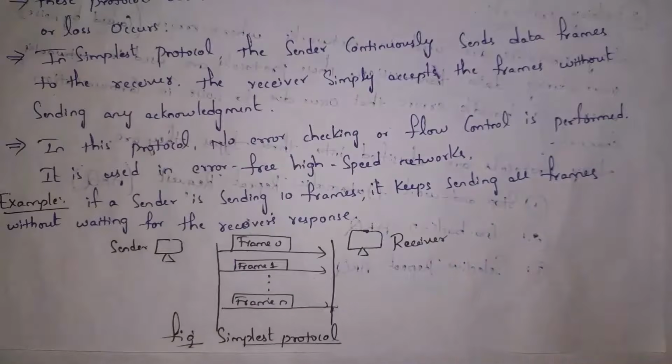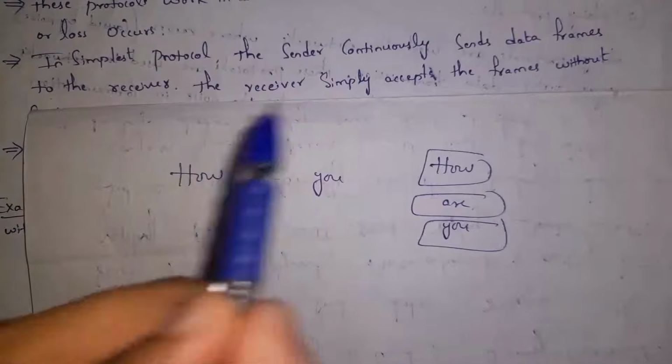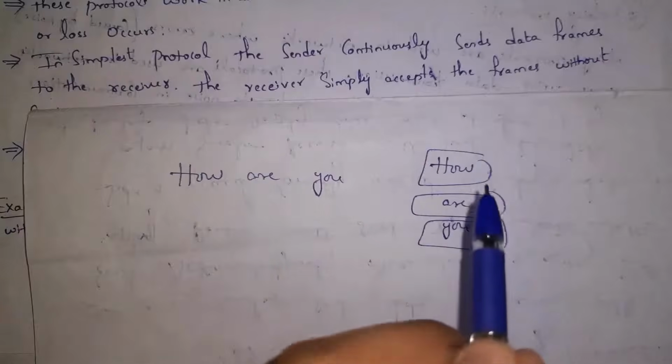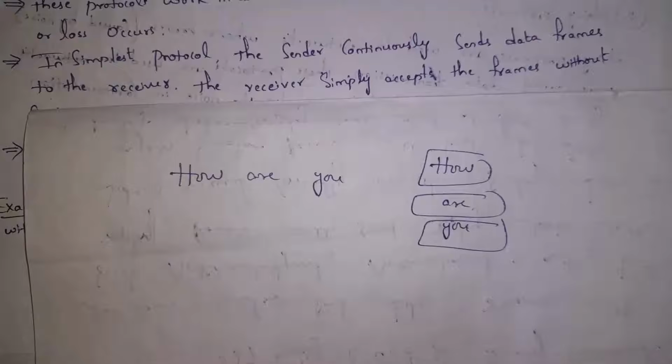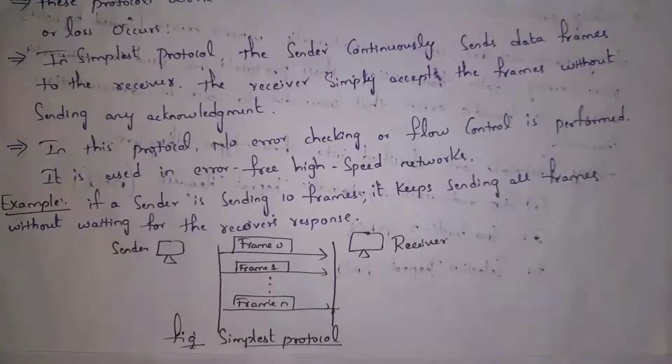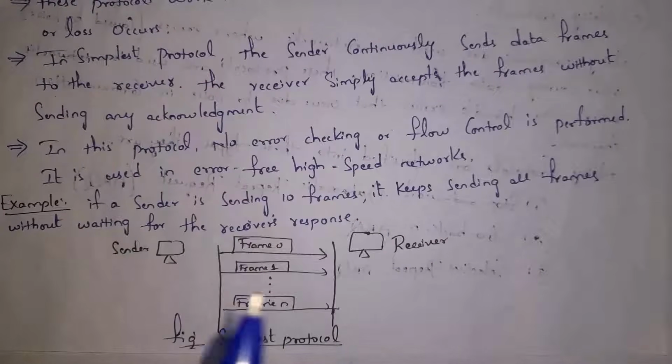Frame is like packing. For example, I want to send the message how are you. So how is placed in one frame, are is placed in one frame, and you is placed in one frame. And each frame is transferred to receiver. Instead of sending data directly, we will place our data in a frame and then we will send that frame to receiver. For example, sender wants to send 10 frames. So sender will continuously send all frames without waiting for receiver's response. This is all about simplex protocol.